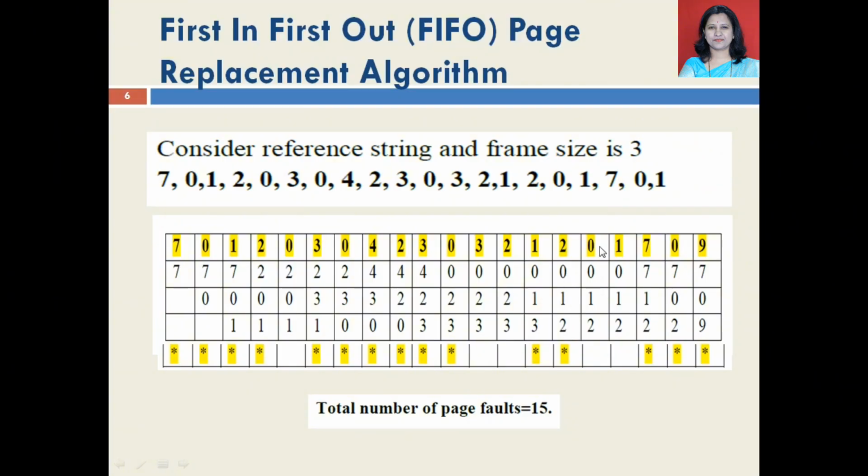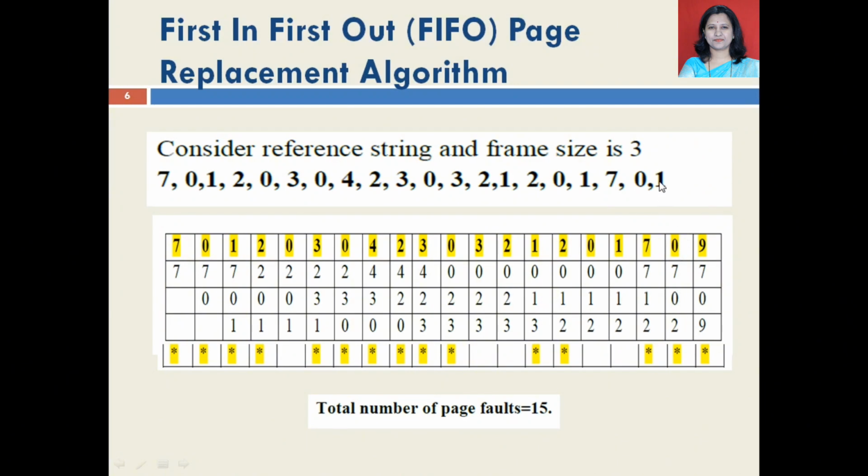Now to place the 0, 0 is already there, so it will be as it is. To place the 1, 1 is already there, so it will be as it is. To place the 7, 0 will be the oldest among these. So 0 will get replaced and 7 will get placed over there. Now next is 1, then 2. It becomes 7, 1, 2, and a page fault will be there. To place the 0, we will replace the 1 and place the 0 over there. So it will become 7, 0 and 2.